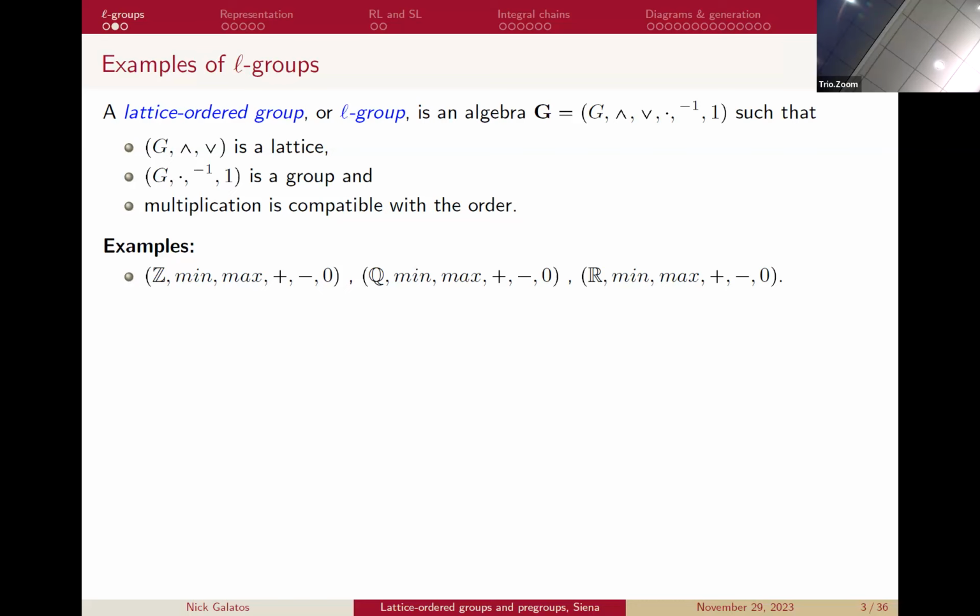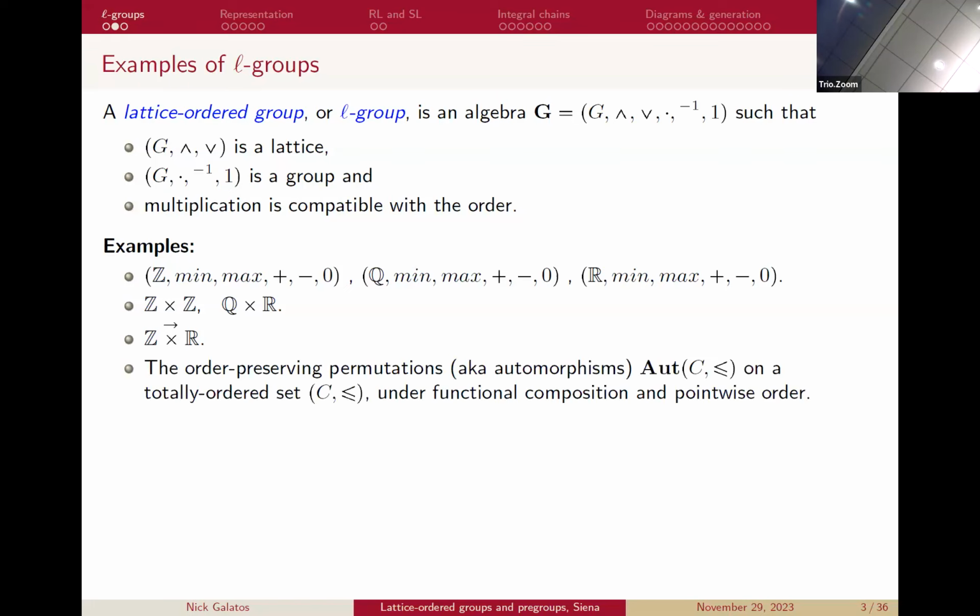These are totally ordered, but you can, of course, take direct products and go to non-totally ordered examples, or you can do lexicographic products. This also works nicely, replacing a single point by a whole copy of another L group. All of these are commutative. If you want to go to the non-commutative case, you do what we do for groups, you go to permutations.